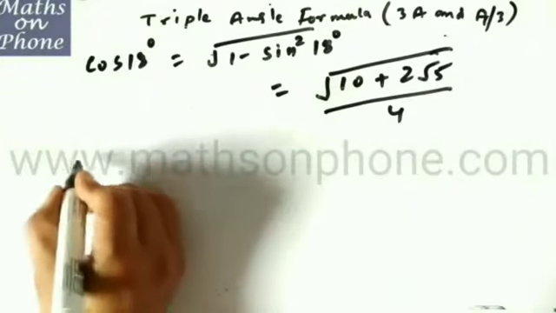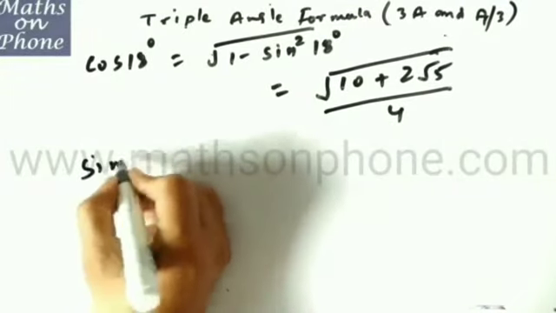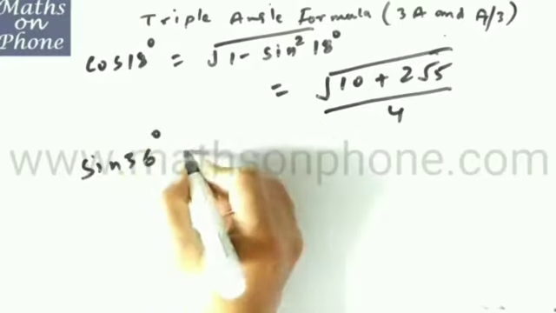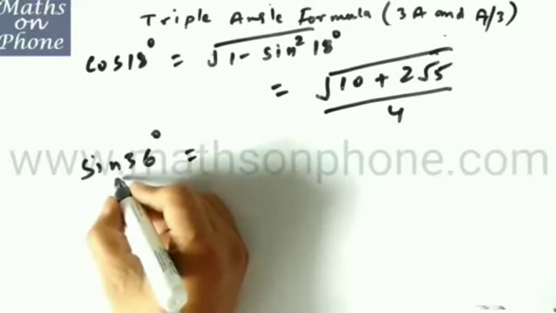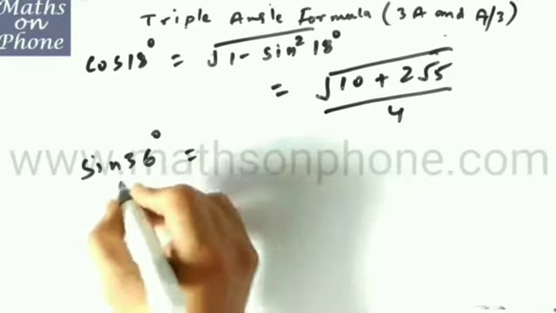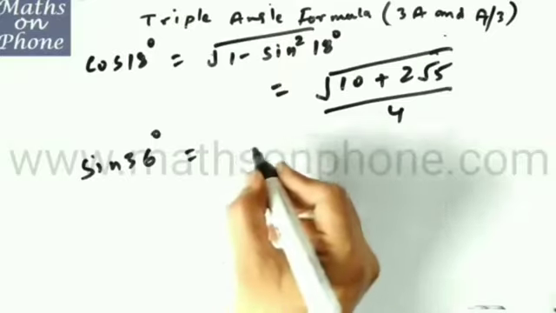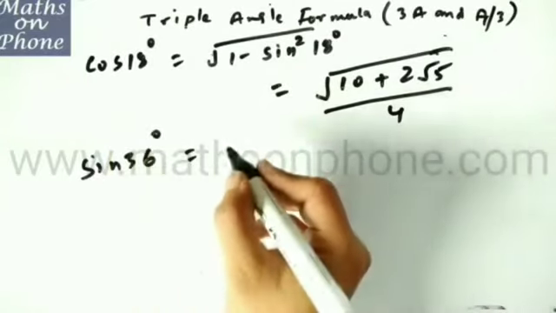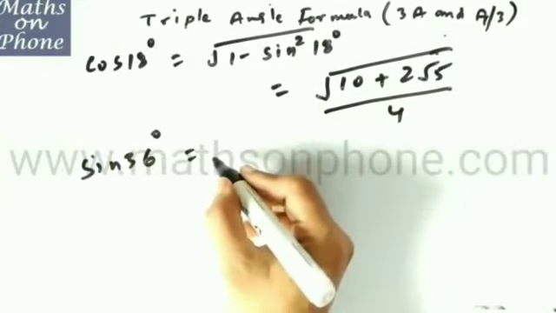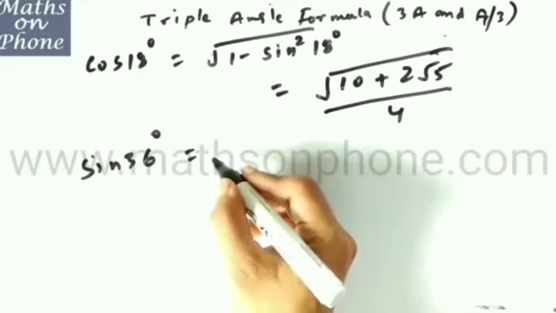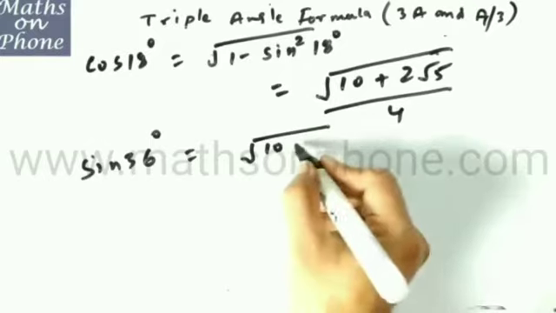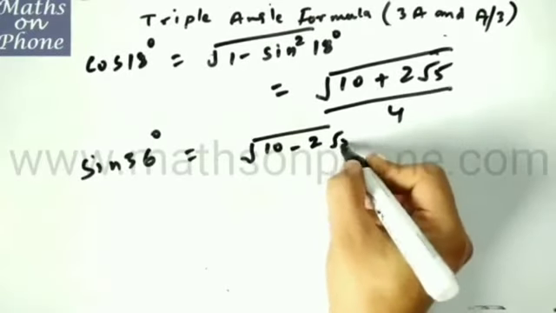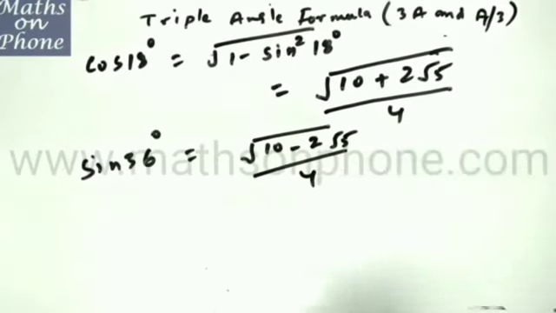Now if you need to find sine 36 degree, how can you find it? You tell me: 2 sine 18 degree into cos 18 degree. That means sine 2 into 18 degree, sine 2 theta, 2 sine theta into cos theta. You know cos 18 degree, you know sine 18 degree, so you can get sine 36 degree very easily. And that is coming out to be root of 10 minus 2 root 5, by 4.